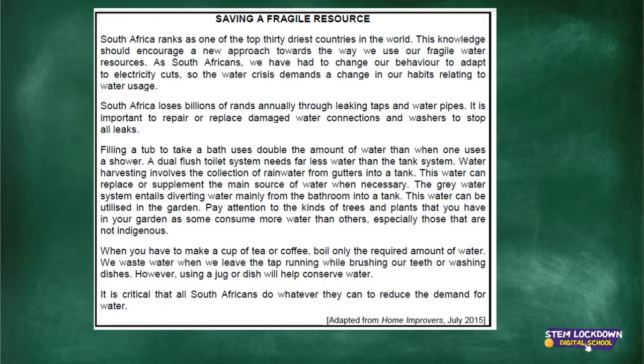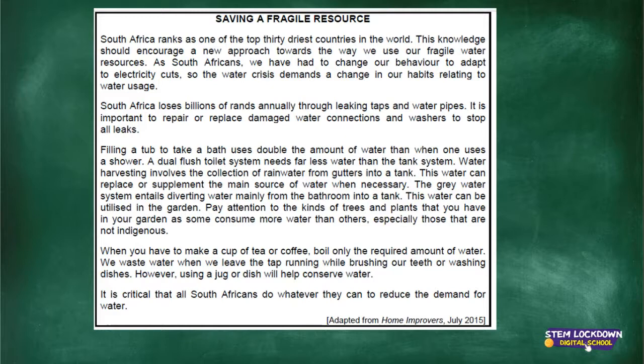That's 1. Then number 2, there is mention of a dual flush toilet system. It has an advantage over the tank system. So what must I do? Use a dual flush toilet system. I have another point. What do I do to save water? It is also there in the next one. Water harvesting involves the collection of rainwater from gutters into a tank. So what do I have to do? Look at the verb. Harvest water, rainwater from gutters into a tank. Or because I don't want to be so wordy, I just say harvest rainwater from gutters into a tank.